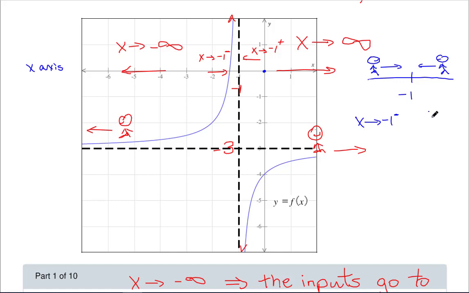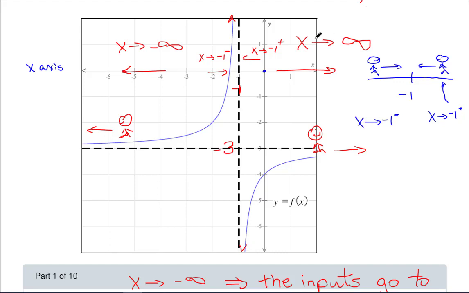Well, if we come in from under -1, that's what this little minus is up there. And if we're heading to -1 from the right side here, so we're heading this way down to it, that's what that little plus means. So if I'm heading in this way to -1, where is the graph going? Well, let's see, where's my graph? So as I'm moving this way, the graph is running off to -infinity.